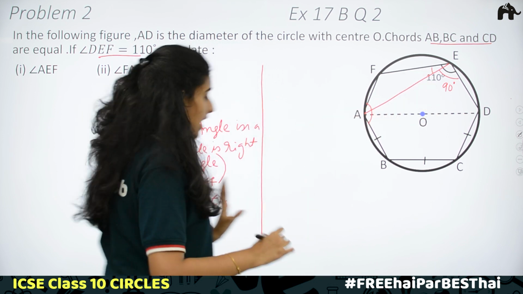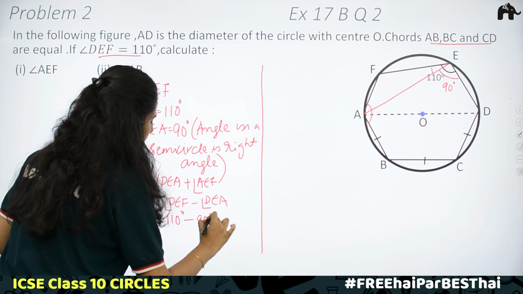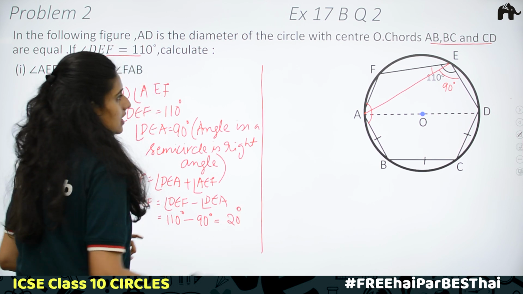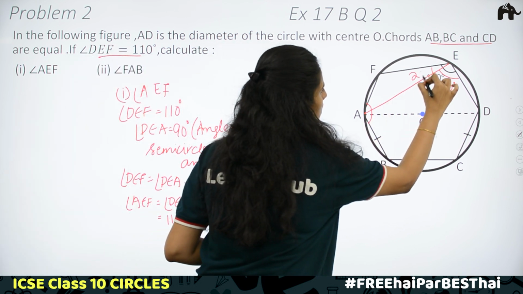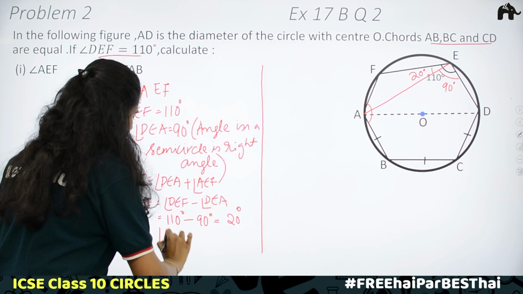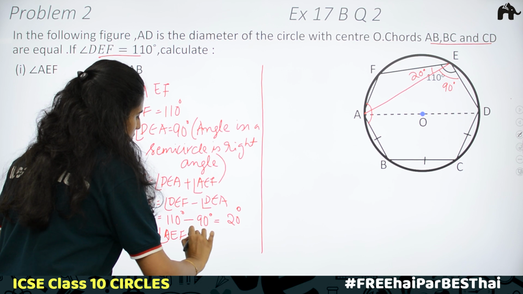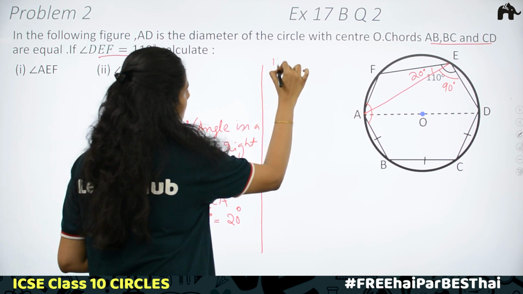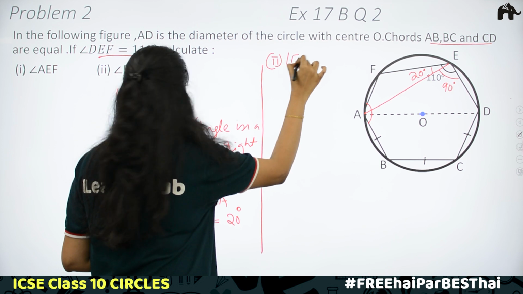This portion is 90 degrees. 110 minus 90 degrees, we get 20 degrees. So, this small angle is 20 degrees. Okay, we have found what angle AEF is. AEF is equal to 20 degrees. Now, the second part, we have to find angle FAB.